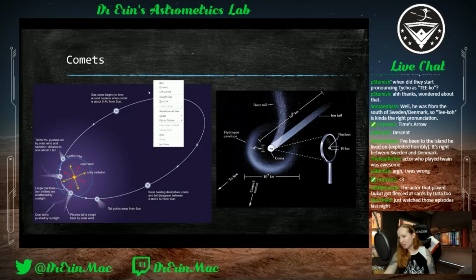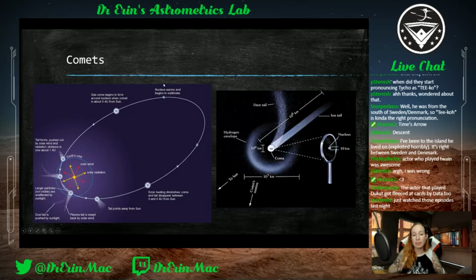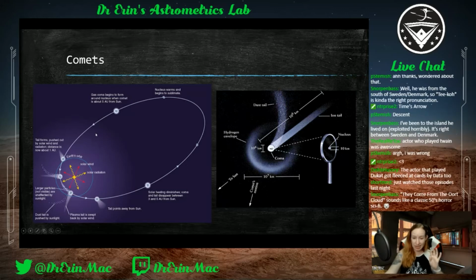The nucleus begins to warm and sublimate. Remember, sublimate is that phase transition going directly from a solid to a gas. It doesn't melt and go into a liquid phase. It just evaporates. The solid evaporates off, and that's what we call sublimation. So the gas coma, this little cloud of gas, starts to form when the comet's about 5 AU from the sun. So starting to get maybe asteroid belt era.